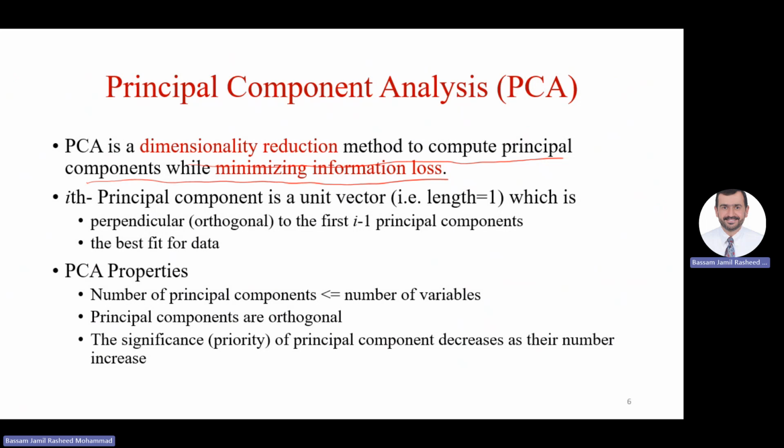Okay, the ith principal component is a unit vector which is perpendicular to the first i minus 1 components and the best fit for the data. And then notice here the significance of the principal component decreases as the number increases. PC1 has more information than PC2. PC2 has more information than PC3. PC3, etc., etc. Okay? Where is the cutoff point? You tell me how much accuracy you want.